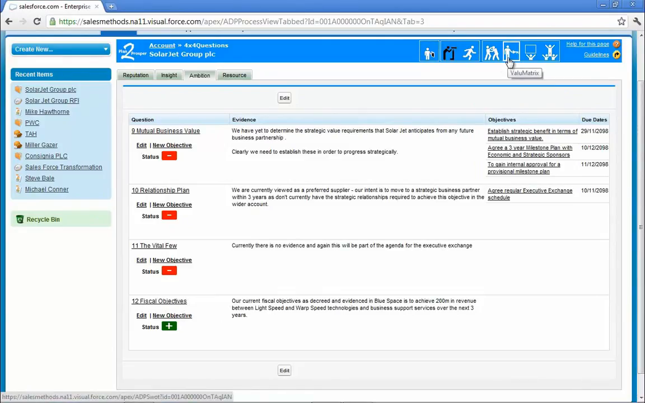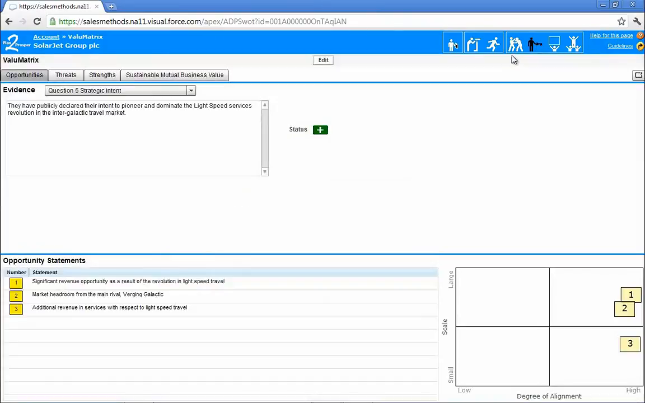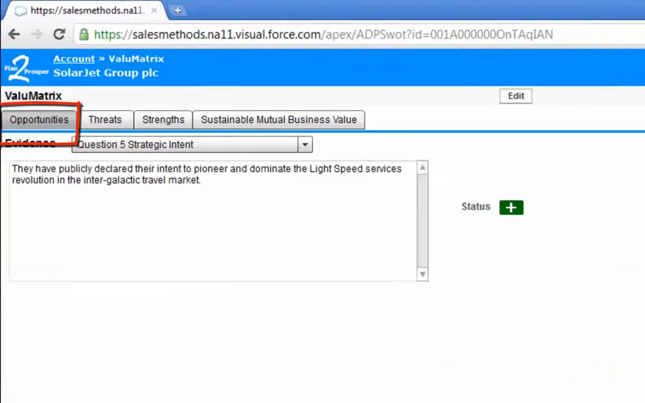The tool that we have to help you here is the value matrix, a SWOT without the weaknesses and back to front. So instead of a SWOT, we have an OTS. Not very helpful, we know, but it works. In any benefit statement, you should start with what your customer is going to get out of working with you.